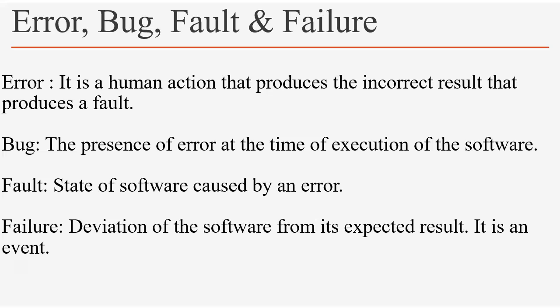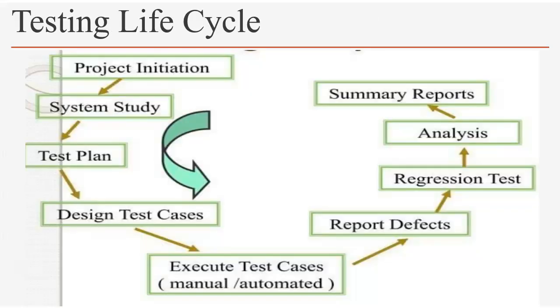What do you mean by fault? It is a state of software because of the error. It may be a wrong output or an output which we didn't expect. That is called a fault. Failure is what we get when we compare the fault. It is the state where, because of the fault, the system is not able to satisfy the customer requirement. So it is noted as failure, a deviation of the software from the expected output. So these are all the important terms which we use in software testing.